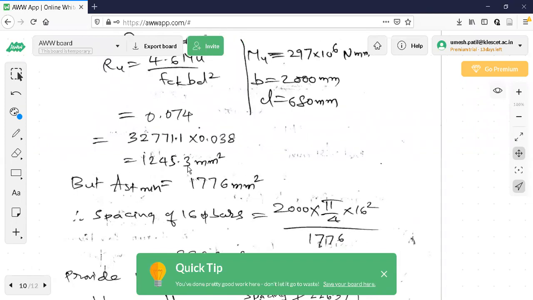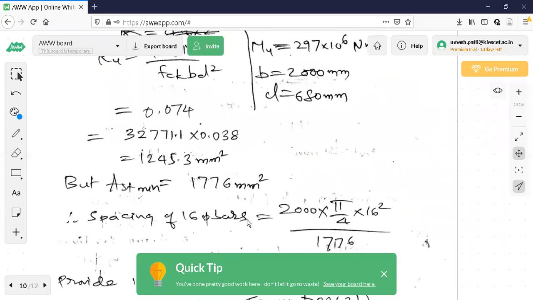Now in this case, what has happened? AST minimum is higher than what the bending moment is giving AST. That is why this is very important. You cannot use 1, 2, 4, 5 and calculate the reinforcement. Check it for AST minimum. Use whichever is more out of these two.